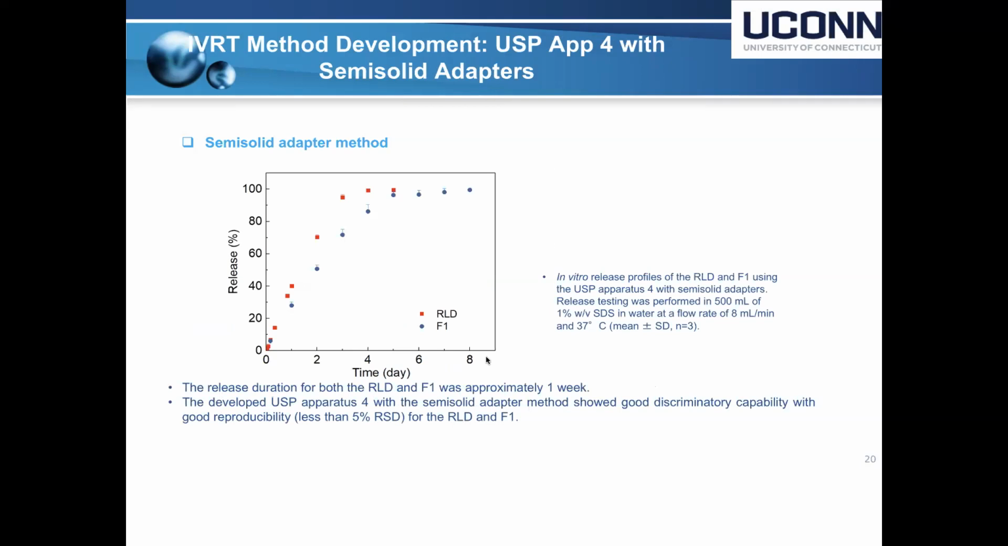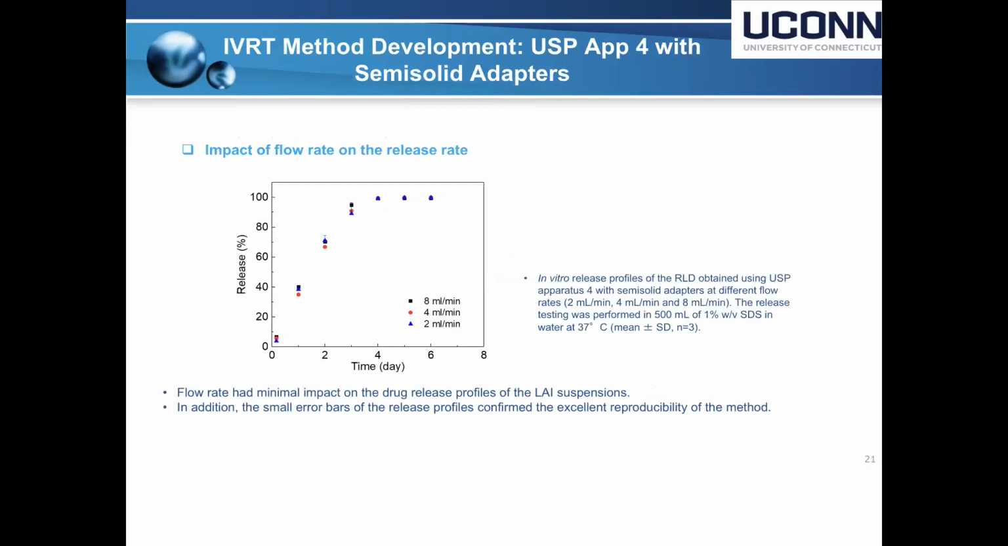So with the semi-solid adapter method, this was a little bit faster. It was more like 6 days or a week. But we did get reasonably good discrimination, and we got very small error bars. So this was a very reproducible method. And we also looked at the impact of flow rate on the release rate, and it really didn't have much of an effect. Also, again, showing the excellent reproducibility of this method.